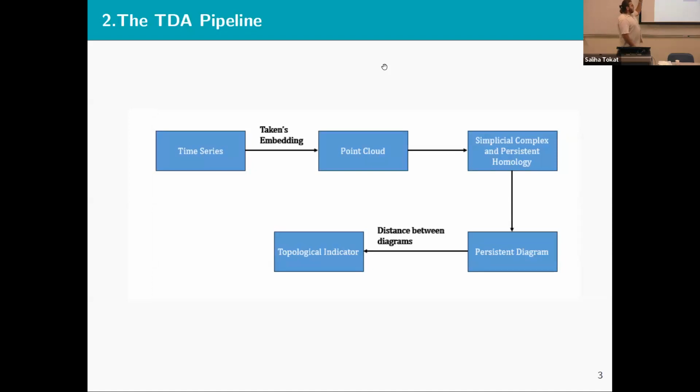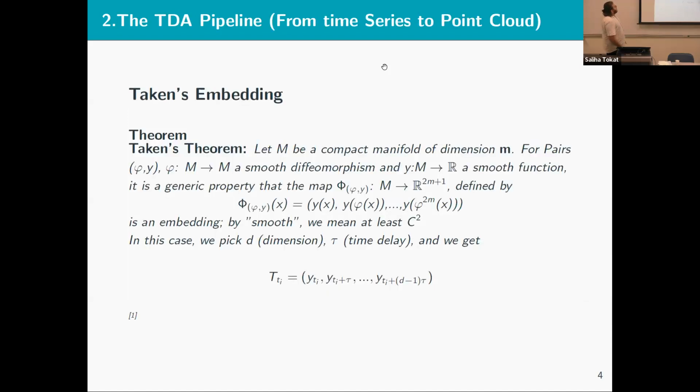Firstly, we have a time series, and by using Takens' embedding theorem, we transform this time series into a point cloud. Then by using simplicial complexes and the Vietoris-Rips complex, we give a shape to the data, and by using, like I said, homology groups and persistent homology, we detect holes in the data. The information is then represented by a persistence diagram. By looking at the distance between diagrams, we make comments about the data.